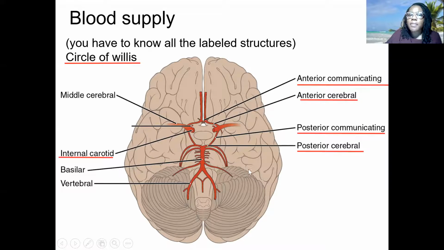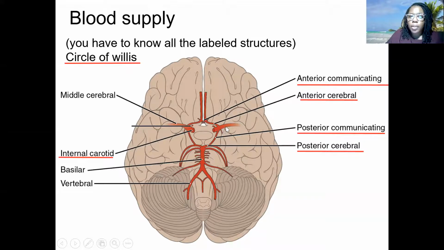So let's look at the actual vessels that make up the circle of Willis. The first one is the anterior communicating artery. This is a small connecting vessel that connects both halves of the anterior cerebral arteries. The anterior cerebral arteries can be seen extending here to the anterior parts of the cerebrum, specifically the frontal lobes.